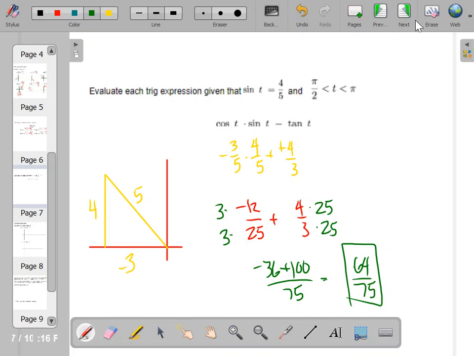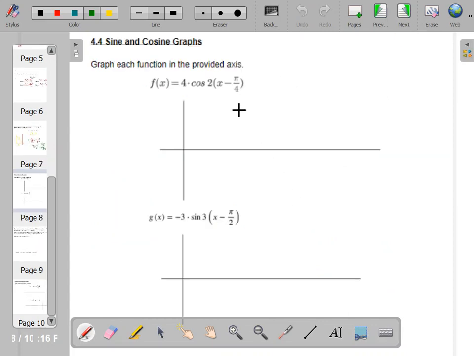So we're moving right along. Let's see if we can do a little graphing. First thing, you have a phase shift. I'll just say we're starting here at pi over 4, and from there we're going to have 1, 2, 3, 4 tick marks. The amplitude is 4, so 4, negative 4.